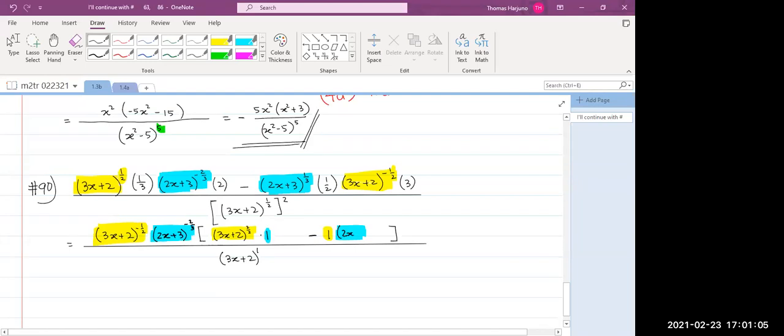2x plus 3 to the power of 1. 1, which actually is 3/3. Let me write it as 3/3 first, and later on I make it 1. Now, how about the coefficient? 1/3 times 2, that's 2/3. This is 1/2 times 3, that's 3/2.